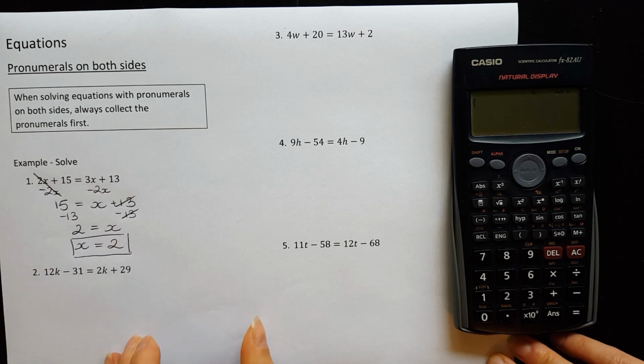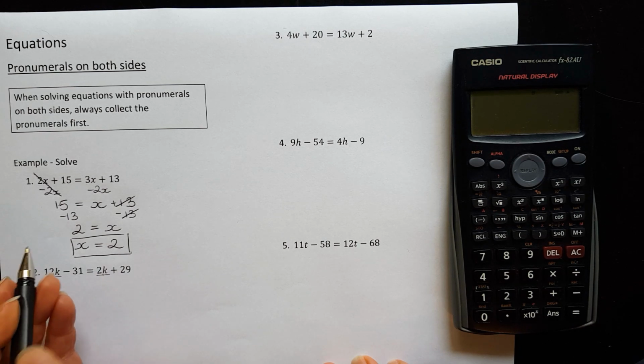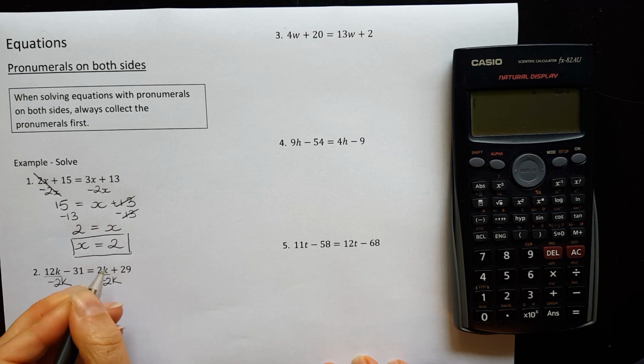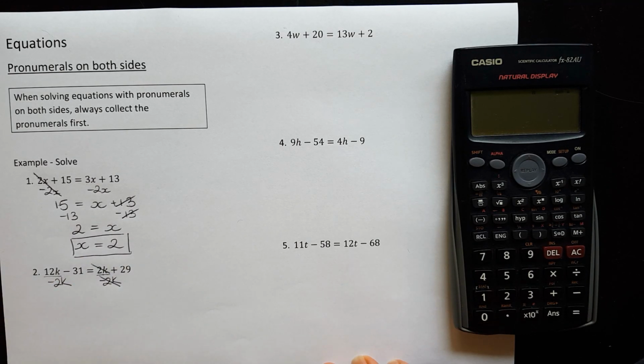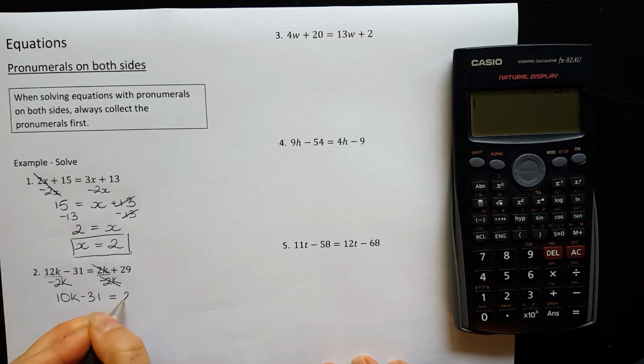Okay, there it is. Let's see that method again for question 2 here. 12k minus 31 is equal to 2k plus 29. So the k terms, I have a 12k and I have 2k. Move the smaller one. So to move 2k, I'm going to subtract 2k from both sides. That means that those ones there will cancel off. 12k minus 2k, 12 minus 2 is 10k, and I still have the negative 31, is equal to 29.